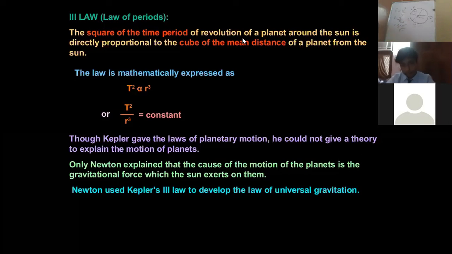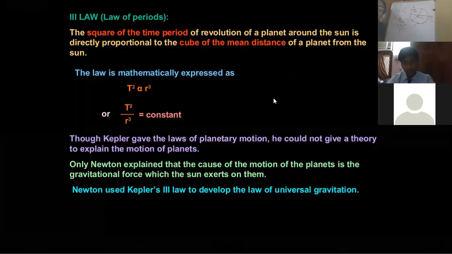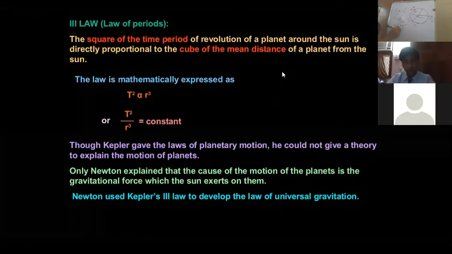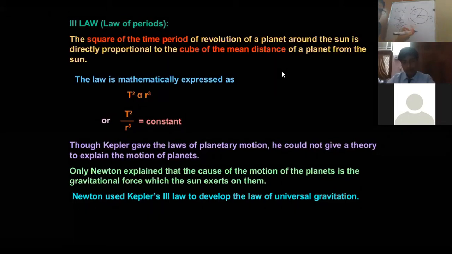Even the time taken by the planet to move around the sun will not be constant for all the planets, right? But 2 pi will be constant. Once we remove this 2 pi, the sign of equality will change into proportionality.